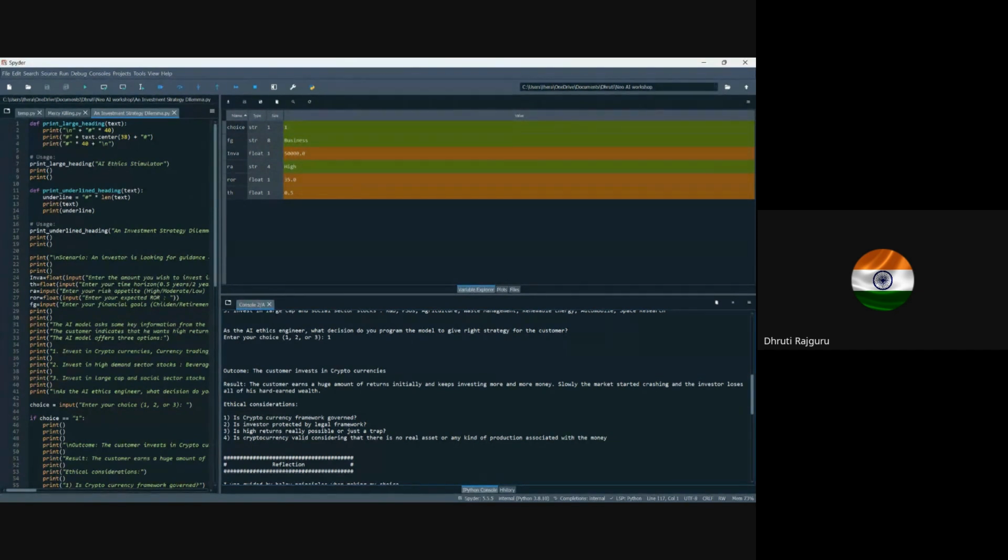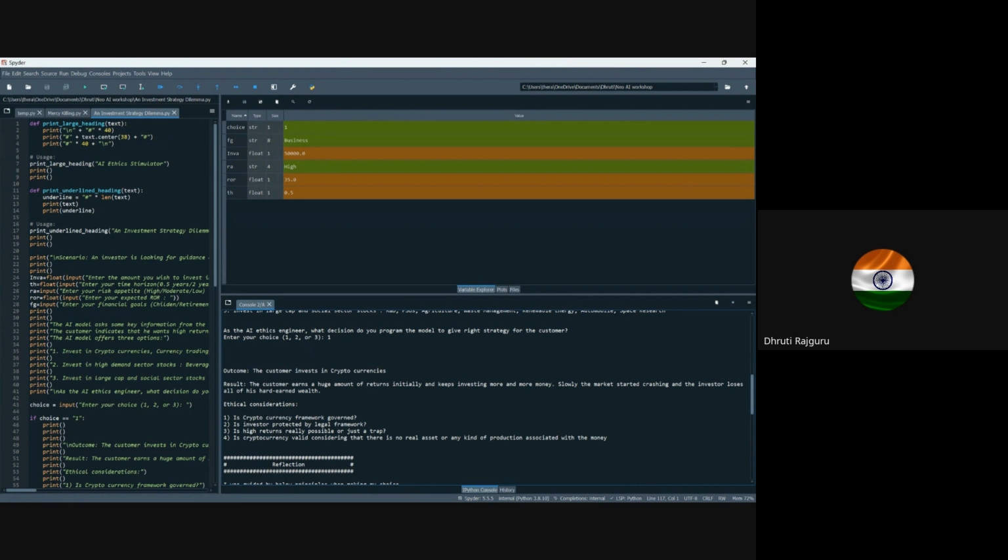Is the cryptocurrency framework governed? As for India, we know that cryptocurrency is banned, and there is no legal framework that runs the cryptocurrency or the system of black money. So is it good to invest there? Is the investor protected by a legal framework? Obviously not. Are high returns really possible or is it just a trap? That depends either on your luck or how you perform it. But the percentage of it being a trap is very high here since it's not governed.